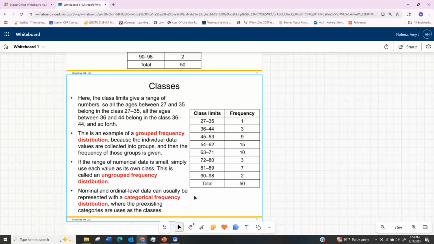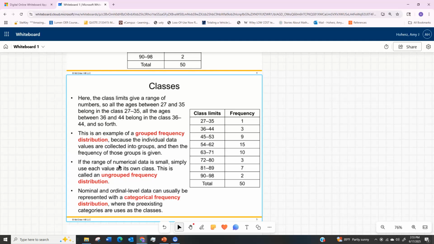So if we didn't have the raw data, we wouldn't know exactly how many people were 55. We would just know that there were 15 people from 54 to 62. The frequency distribution is great to see those patterns and collect data up. But if it's all that you're given, you lose some of the data because you don't know all the information.